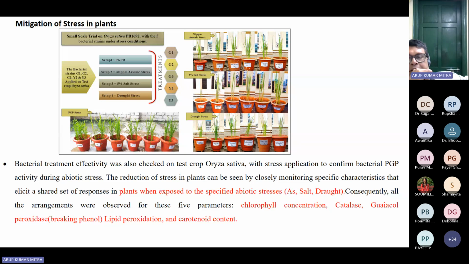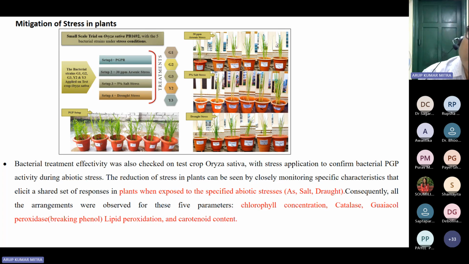Now, for this treatment, arsenic or salt can be applied directly to the soil. And for drought condition, we initially grow the seedling under low moisture, absorbing the moisture and putting them under drought stress, and then exposing them to normal growth condition. What we observed was that this particular plant, in comparison to control, in all the setups, showed normal growth when the PGP treatment was given. And here, all the arrangements grew well.